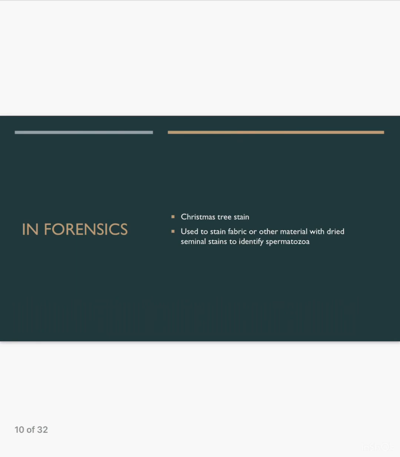Now coming on to the forensic. Basically this Christmas tree stain is used to identify the seminal stain, that is to identify the spermatozoa on dried clothes. If there is a rape charge, is there actually a semen stain present on the clothes? That is used to know, that is the Christmas tree stain.